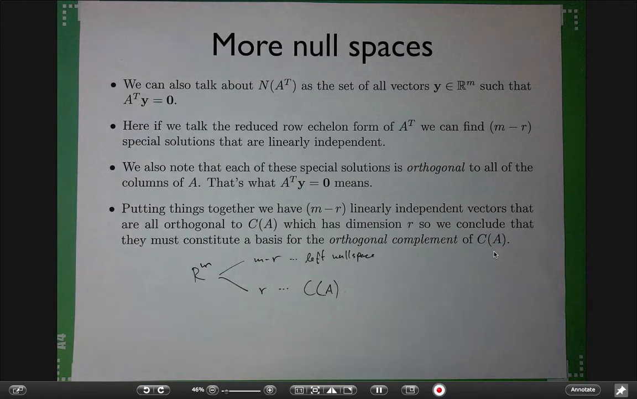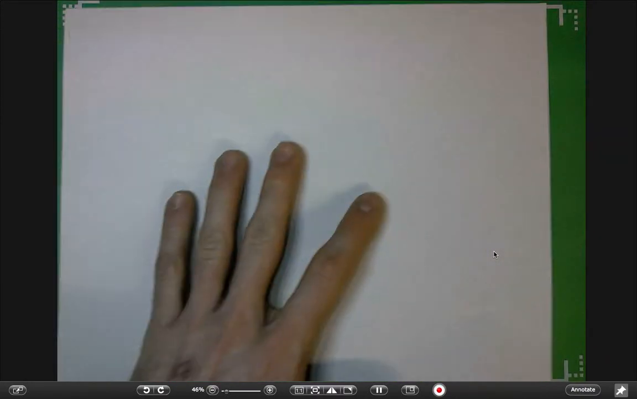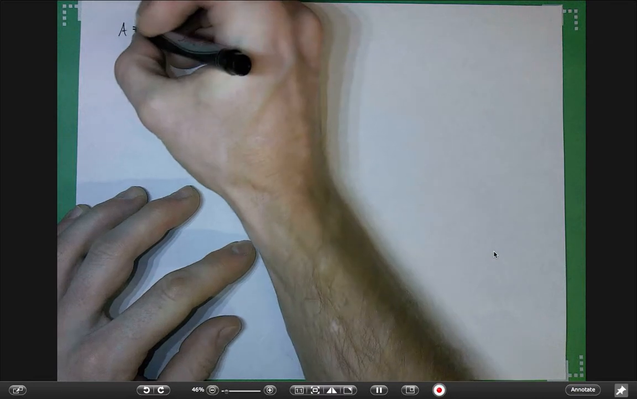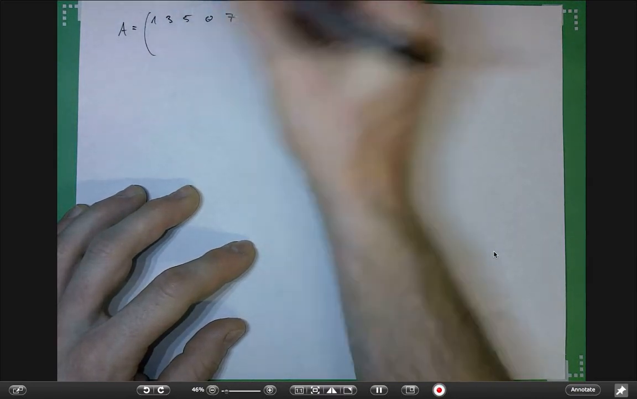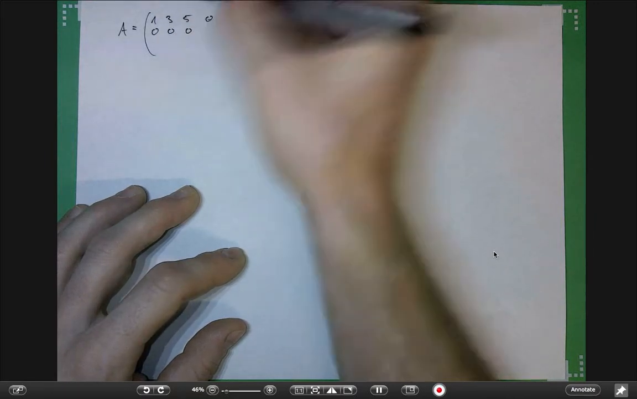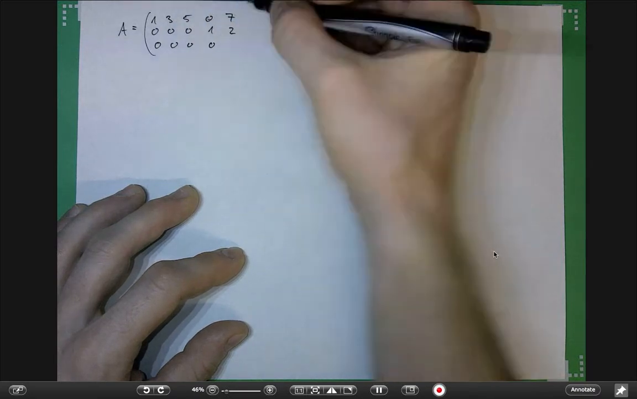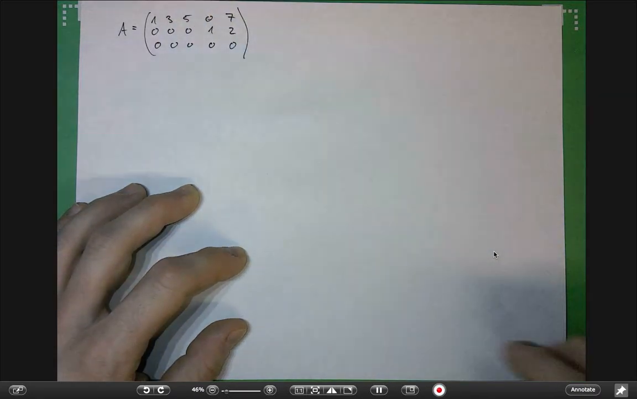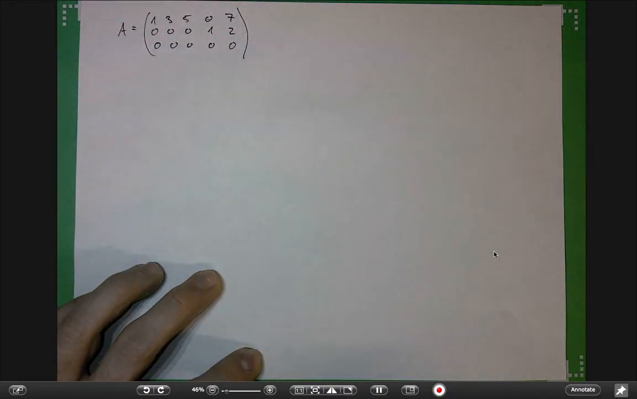So I guess let me try to do an example, because I think it's much easier to see all these things on some particular matrix than in full generality. So let's take a matrix that looks like this. Let's take a simple one. 0, 0, 0, 1, 2. So this is already in reduced row echelon form to simplify things.